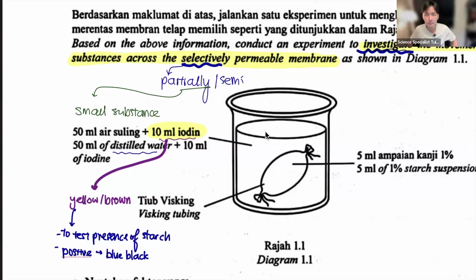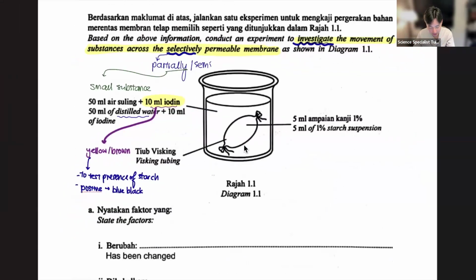I did the Benedict test before. You need to warm it. Wow, very troublesome. Okay, so this is easier. If the starch is present, iodine will turn into blue-black from a brown or yellow or whatever you want to call it. Okay, so that's the iodine. So in this case, I don't know what case you will get.